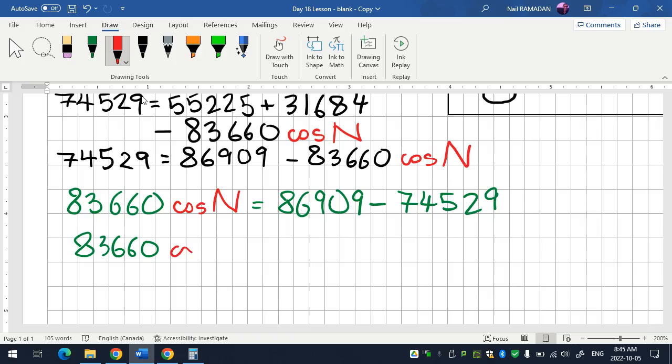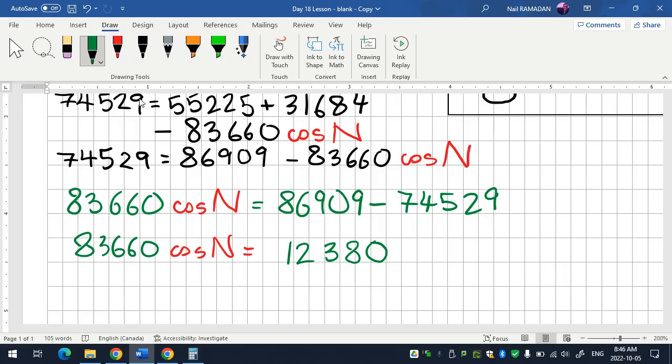Cosine n equals. Okay, let's subtract this one. I can do this one. 9 minus 9 gives me 0. Just doing what we learned in grade school. 90 minus 52 is 38. Okay. And 86 minus 74 is 12.